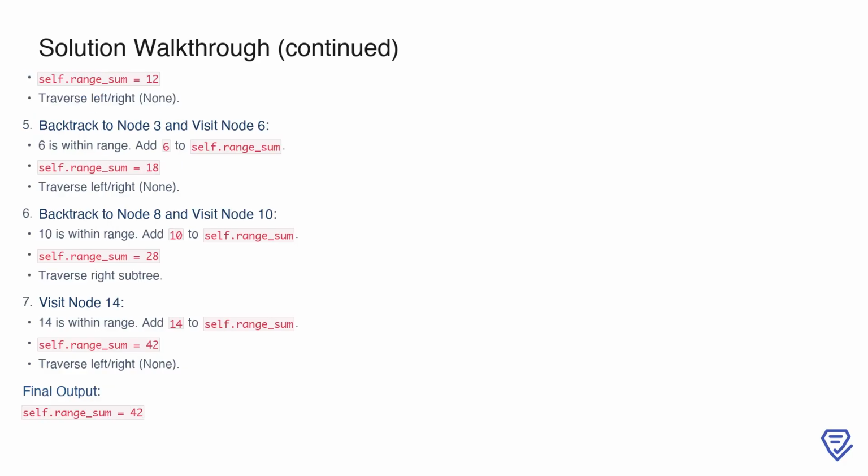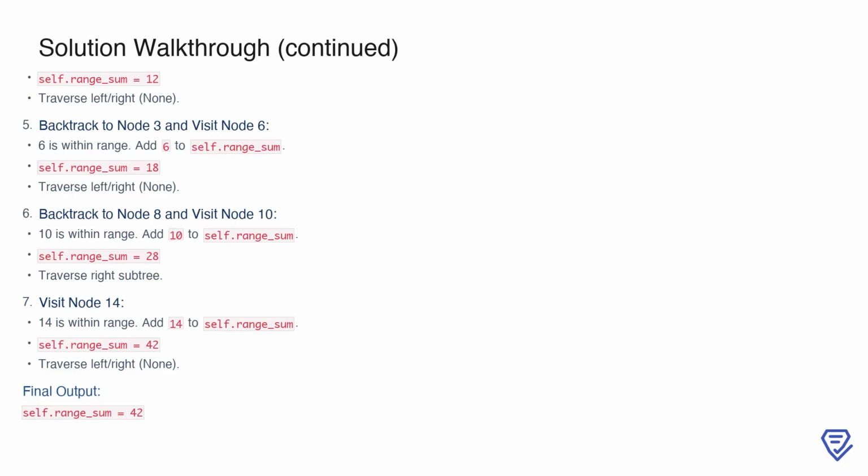In the right subtree of the root, we visit the node with value 10. Since 10 is within range, we add it to our range sum, which now becomes 28. We then move to its right child, the node with value 14, which is also within the range. Adding 14 to our sum gives us a final total of 42. The left and right children of node 14 are null, so the traversal ends here.